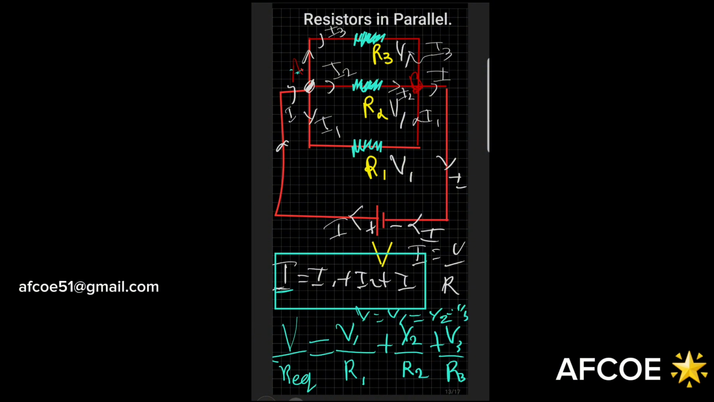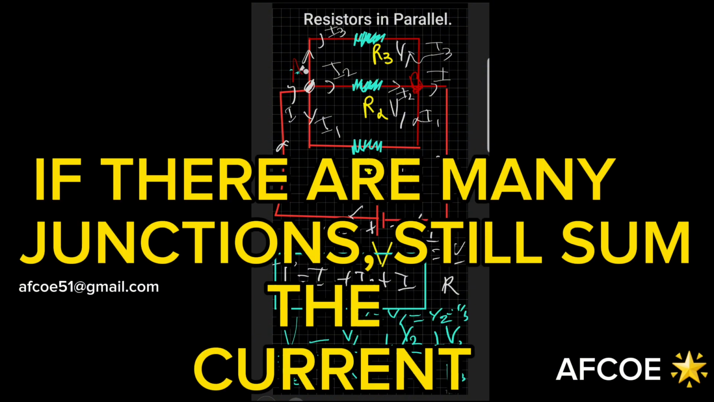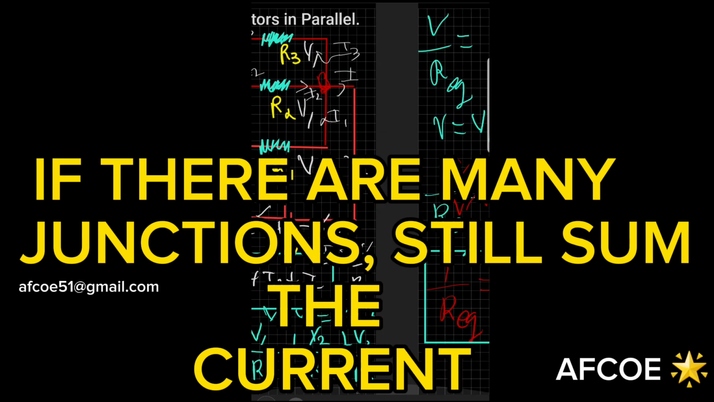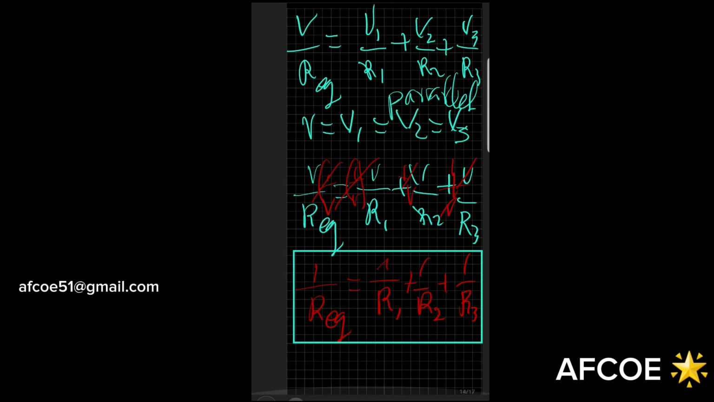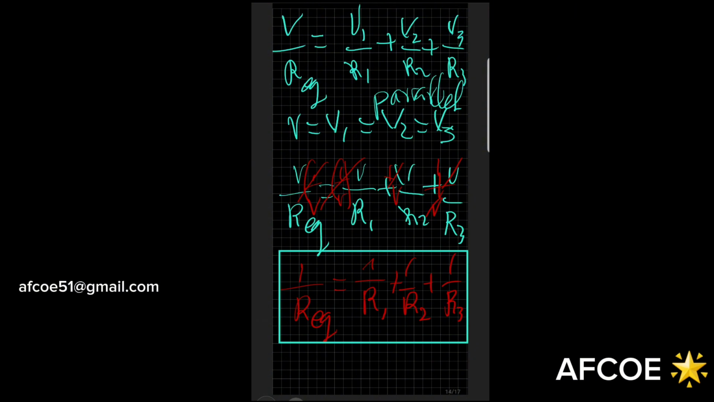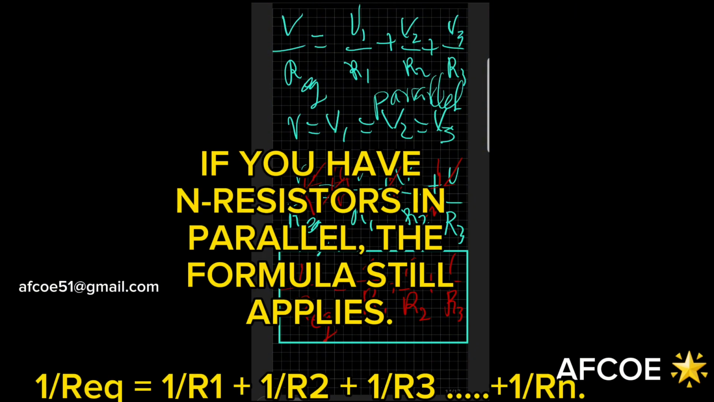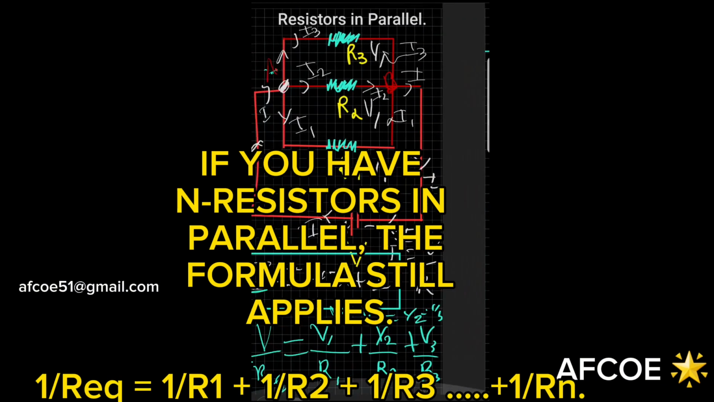The two conditions here are that the current leaving the junction equals the current entering the junction, and the same voltage is across all the resistors, provided they are in parallel. Is it clear? So we can see how to work an example so that the concept is very, very clear.